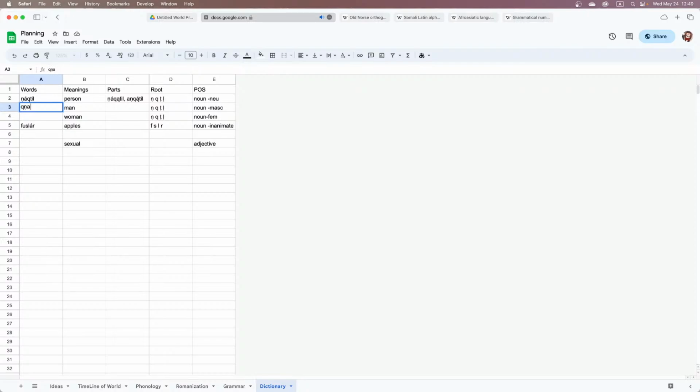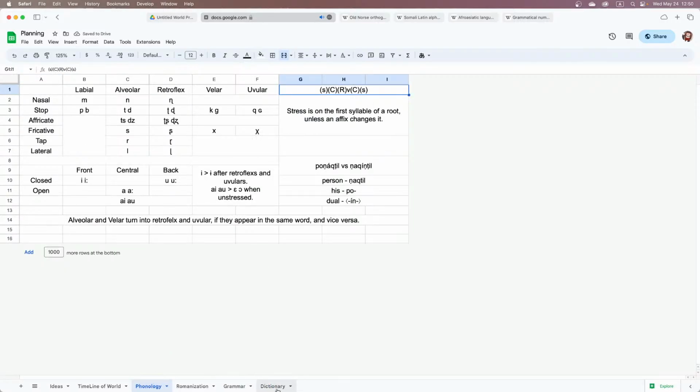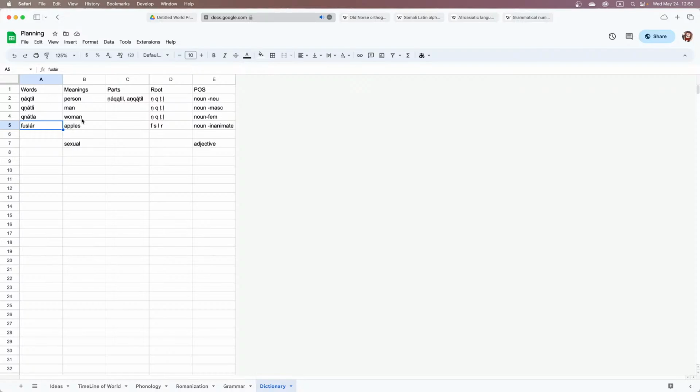Canatlo, canatle, canatli, canatla. Yeah, consonant resonance. So canatli, canatla. They underwent metathesis in the language. And so these are masculine and feminine nouns, and they'll probably have irregular plurals of some sort.